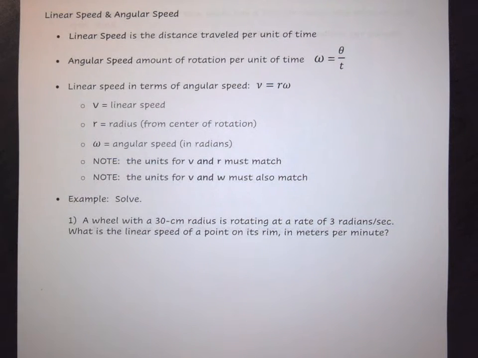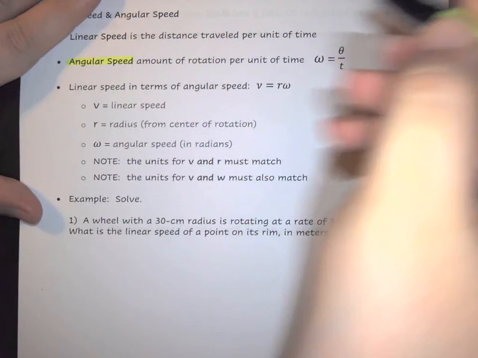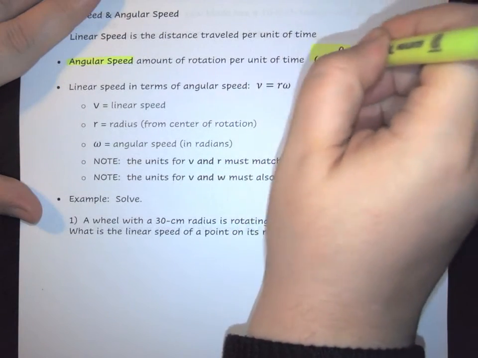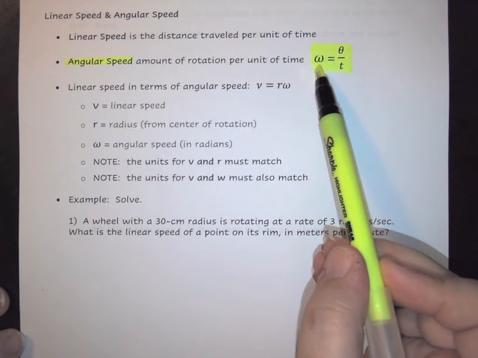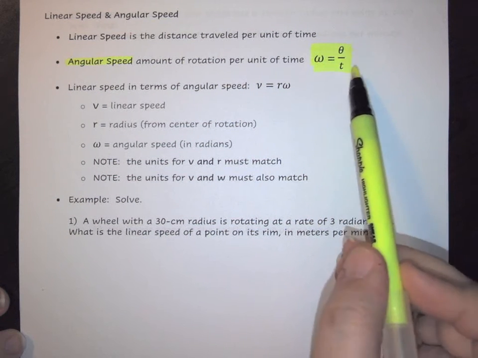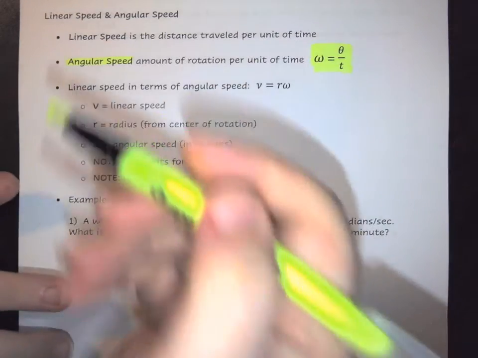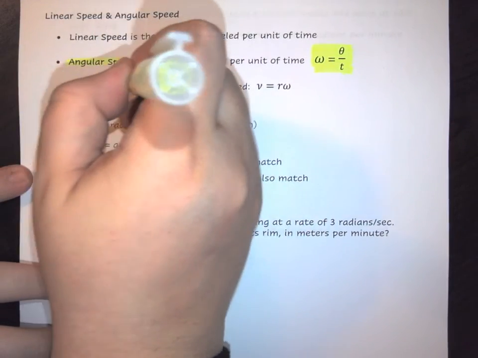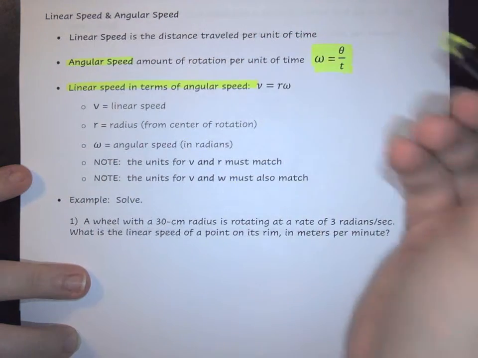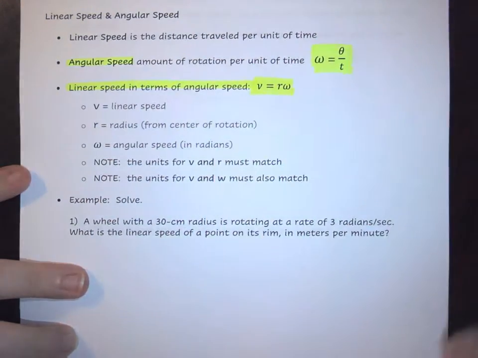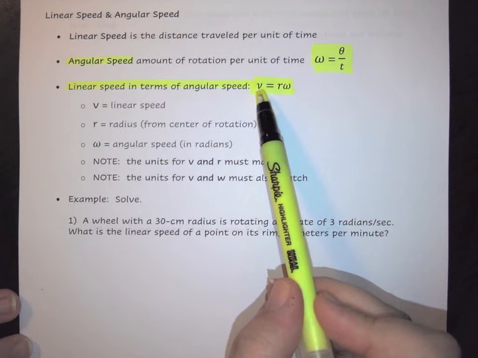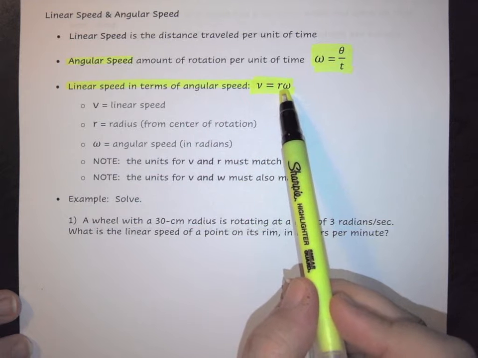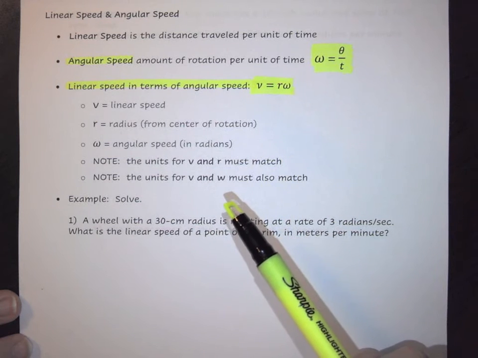We have a couple of equations that we need to look at. First, our angular speed equation is omega equals the angle divided by t. The other equation is our linear speed, which is in terms of angular speed: v equals the radius times the angular speed, r omega.